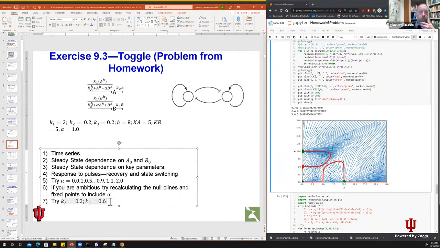To make it asymmetric. See what happens. So we could have two groups. One group can do this. And they're pretty quick.